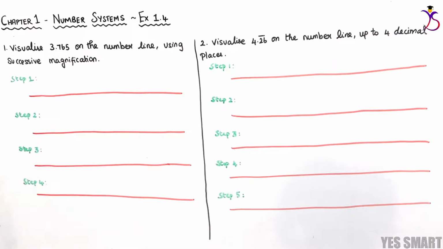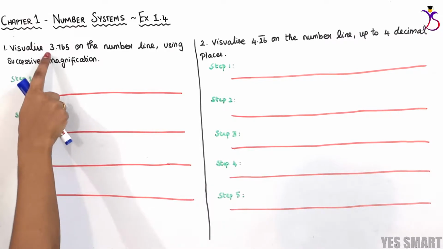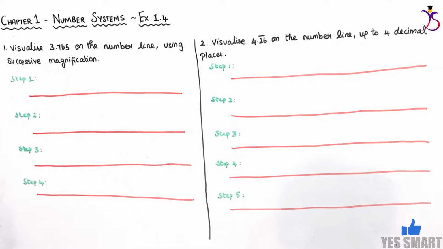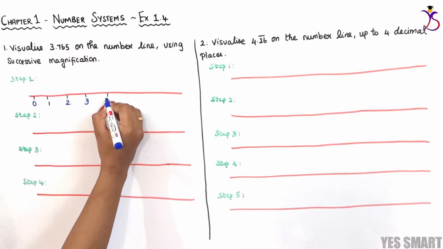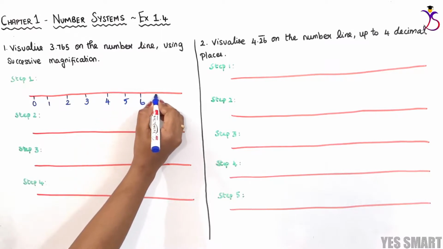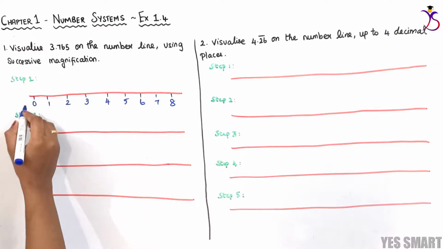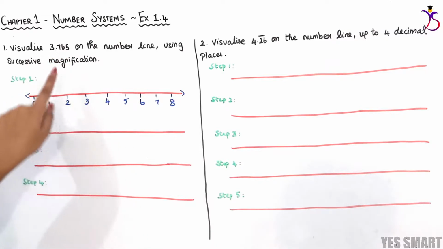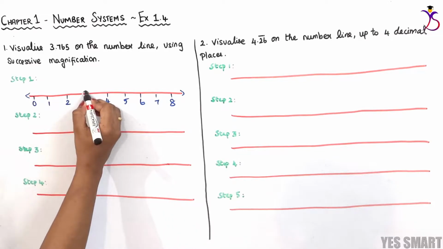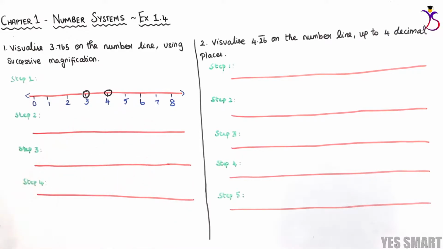So here 3.765 is a very small number when you put it on a number line. So we are going to magnify that number in order to present it more clearly. The first digit is 3. Let's focus on the value 3 on the number line. In step 1, let's draw the number line: 0, 1, 2, 3, 4, 5, 6, 7 and 8. The first digit is 3. The value 3.765 lies between 3 and 4 because 3.765 is greater than 3 and lesser than 4. Therefore, it lies between 3 and 4.